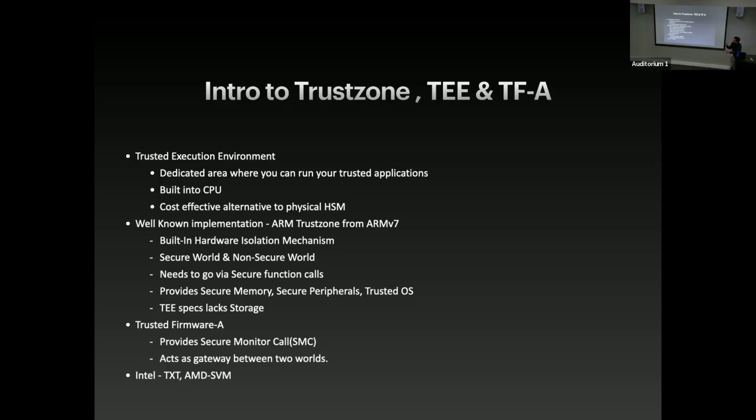It's a security feature in ARM processors. Starting from ARMv7, it got fully adopted. It's a built-in hardware isolation mechanism, a hardware-backed security feature. How is it done? It literally splits the processor into 2 different worlds, the secure world and the non-secure world. Code in the non-secure world cannot access the secure world. All of it needs to go via proper standardized API calls. There is no direct memory access.